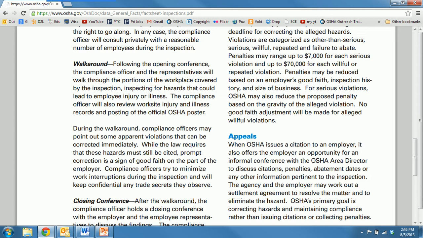The compliance officer may interview workers. He may also take photographs or videos. He may monitor the worker exposure to noise or air contaminants. And then the compliance officer will conduct all worker interviews in private, although workers may request that a union representative be present.